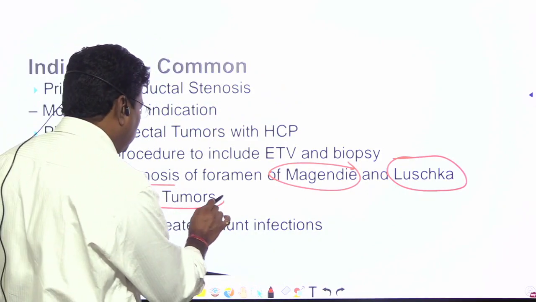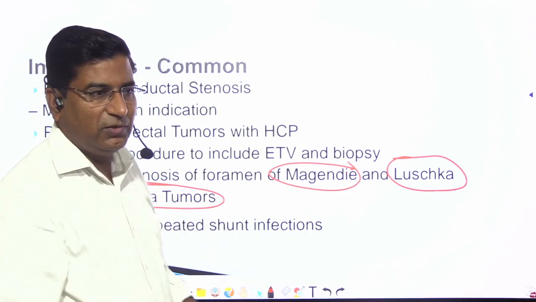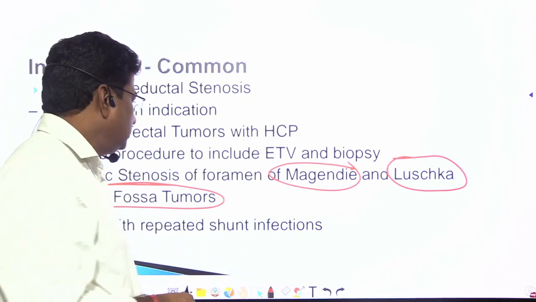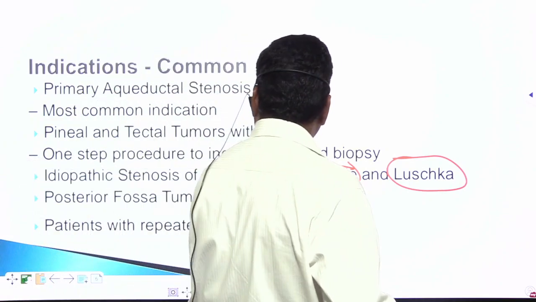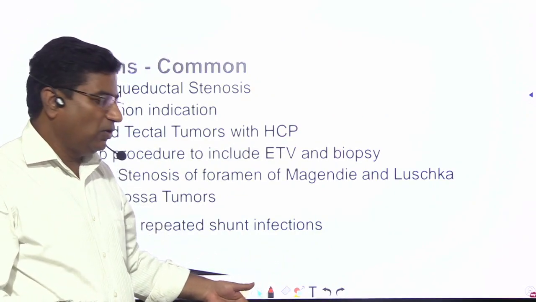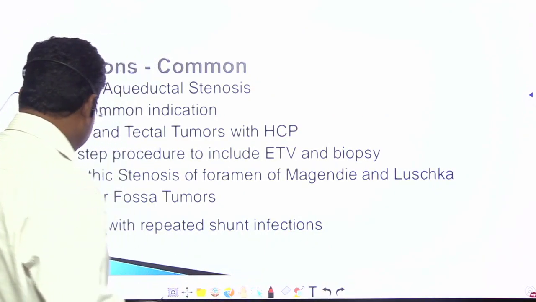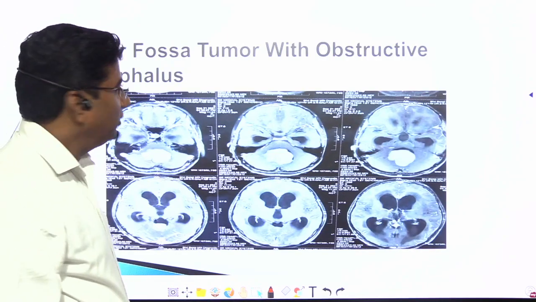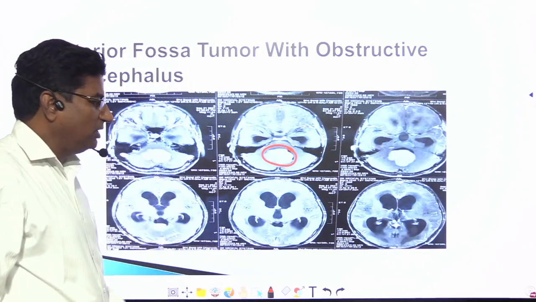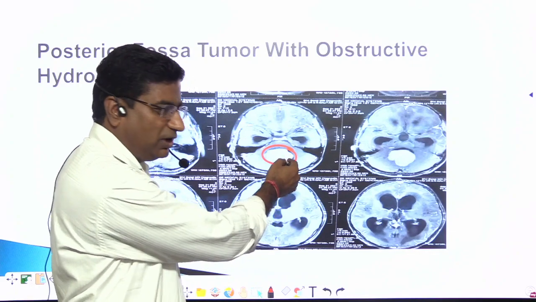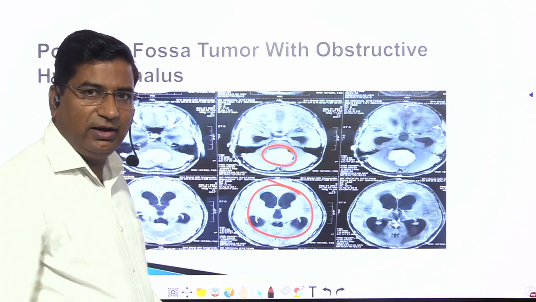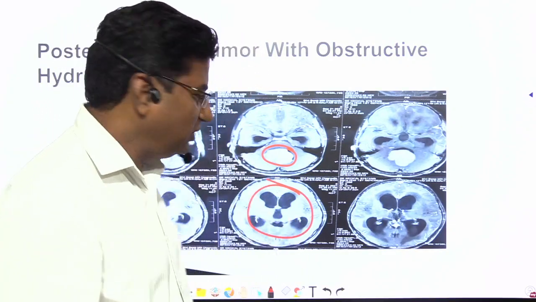Most commonly, posterior fossa tumors causing obstructive hydrocephalus, cerebellar infarct, and large posterior fossa ICH, where we also do this type of surgery, which is beneficial. Then patients with repeated shunt infections or shunt malfunctions, we go for endoscopic third ventriculostomy. This is a posterior fossa tumor resulting in obstruction of the CSF flow, causing dilatation of the ventricles, so there is ventriculomegaly or obstructive hydrocephalus.